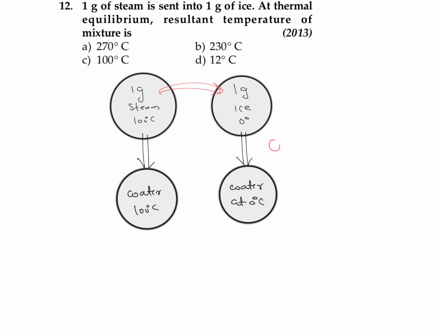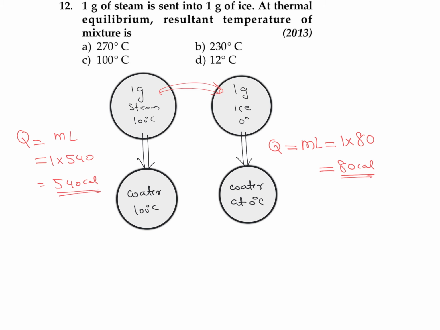So to identify this, on both sides we can write how much heat energy is required. Over here you can write Q is equal to m into L, mass into latent heat. Mass is 1, and latent heat of fusion of ice is 80, so we require 80 calorie of heat energy. Now on the left hand side we can write the same equation. Q is equal to m into L, mass is 1, and latent heat of steam is 540. That means 540 calorie of heat energy is required to convert steam into water.